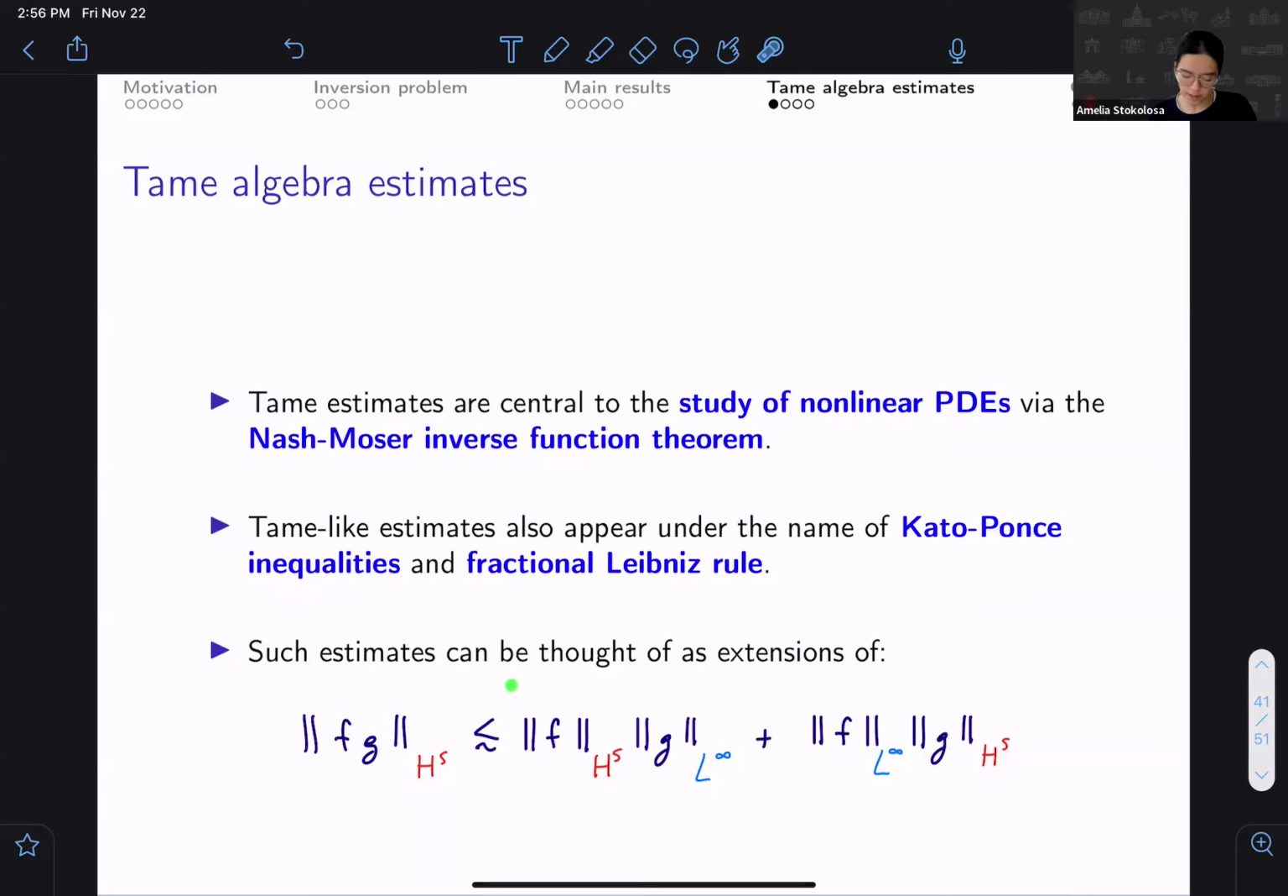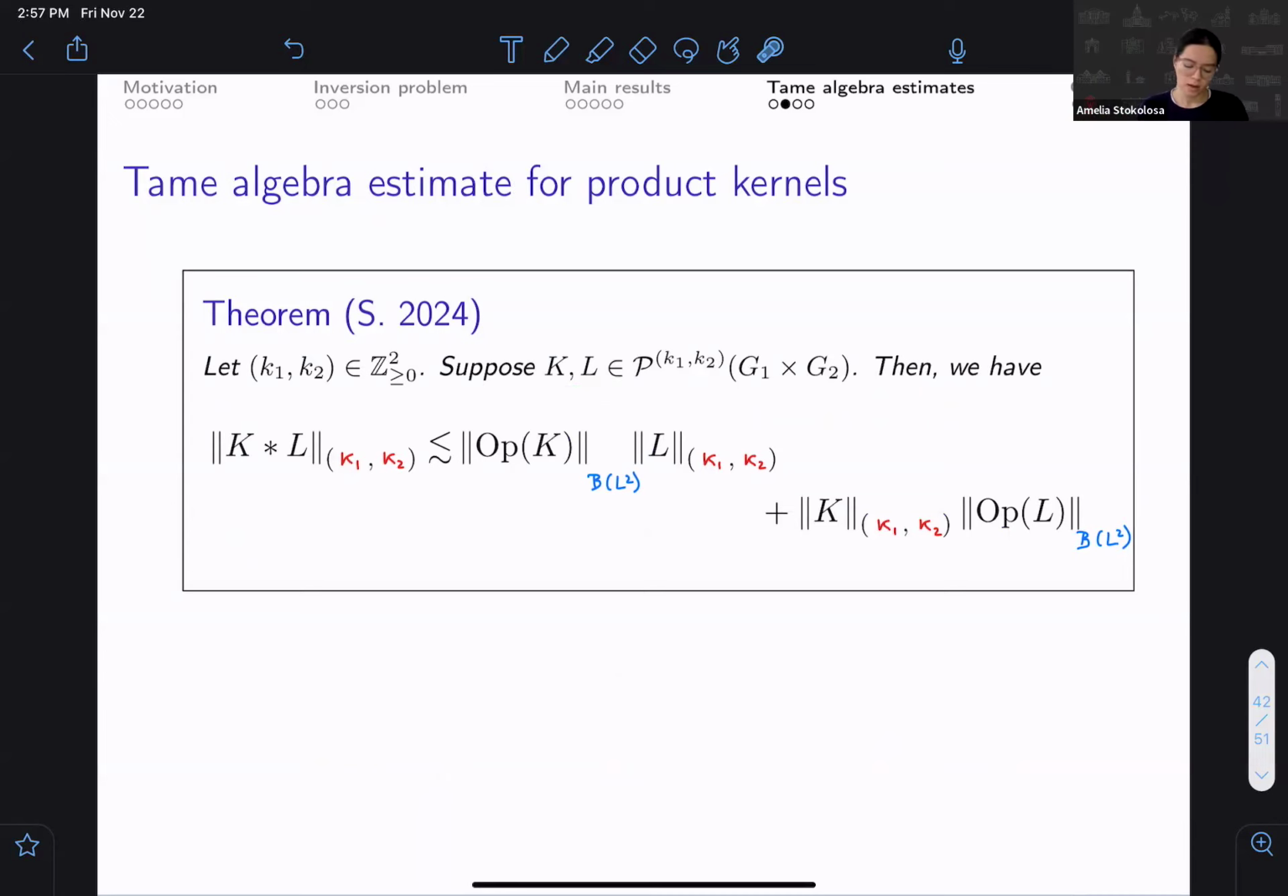If you take two product kernels, K and L, and you define some semi-norms where the regularity is measured by K1 and K2, this semi-norm is bounded above by a sum of a zero norm times a K1, K2 norm plus a K1, K2 norm plus a zero norm. So again, the intermediate terms where the derivatives hit both K and L are bounded above by the extremal terms where all the derivatives either hit L or K, and no derivatives hit K or L.